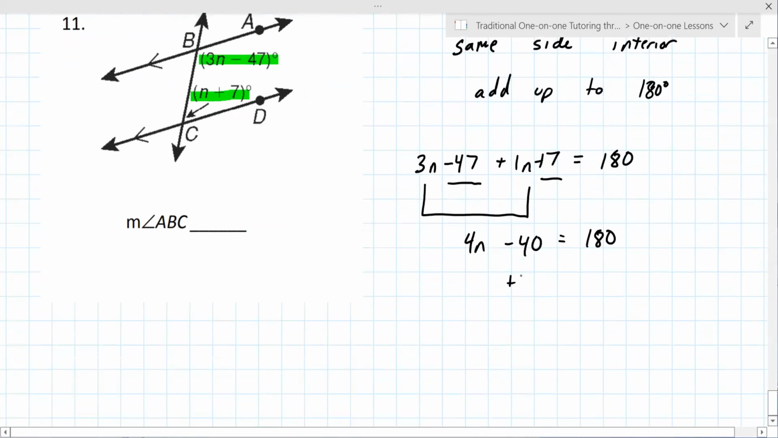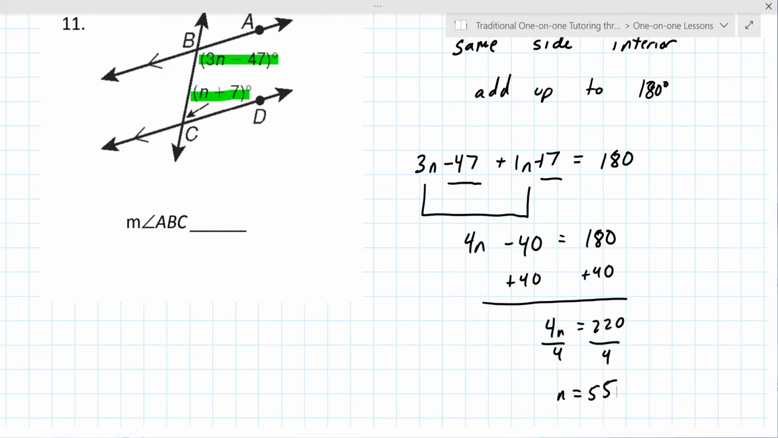And then you would add 40 to both sides. So that's 4n equals 220. Divide by 4, divide by 4. And you end up getting that n is 55. Okay. Now again, this is not the correct answer. This is just an intermediate answer.